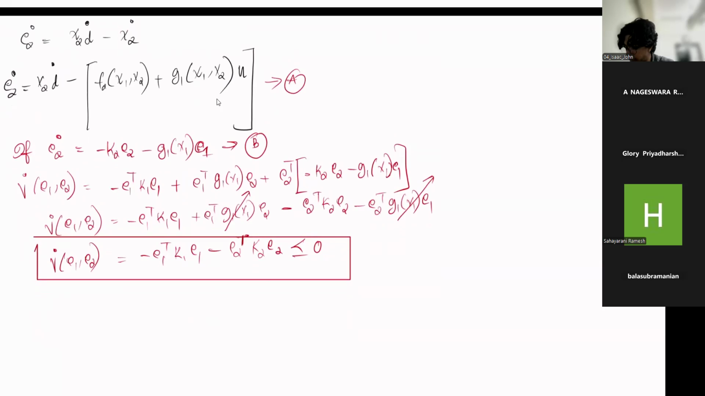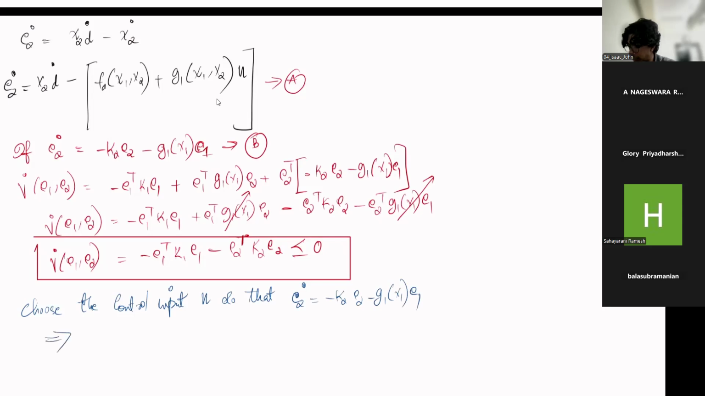I'll also write a note over here. We want to choose the control input U so that E2 dot would be minus K2 E2 minus G1 of X1 multiplied by E1. So this would imply V dot of E1 comma E2 would be less than or equal to 0.